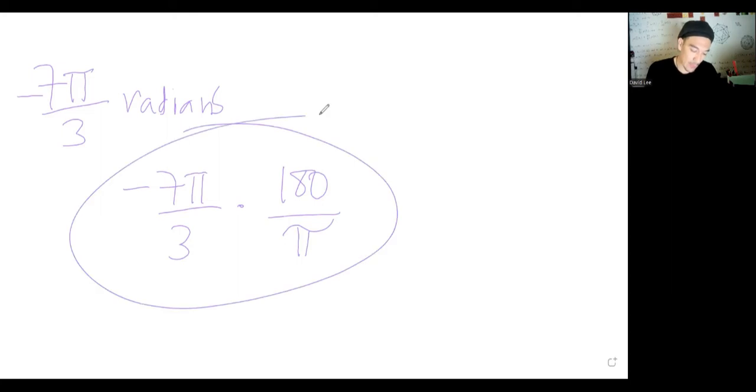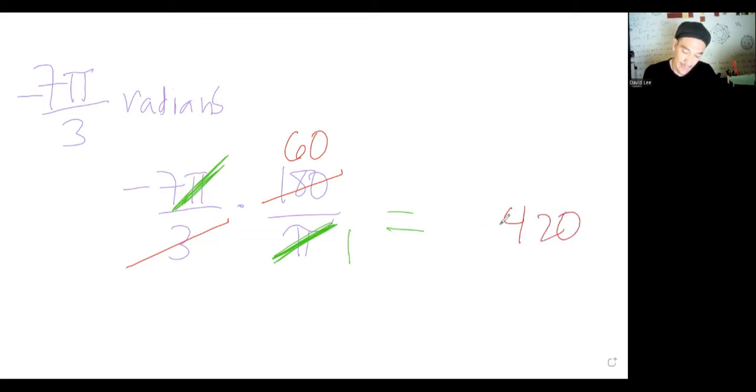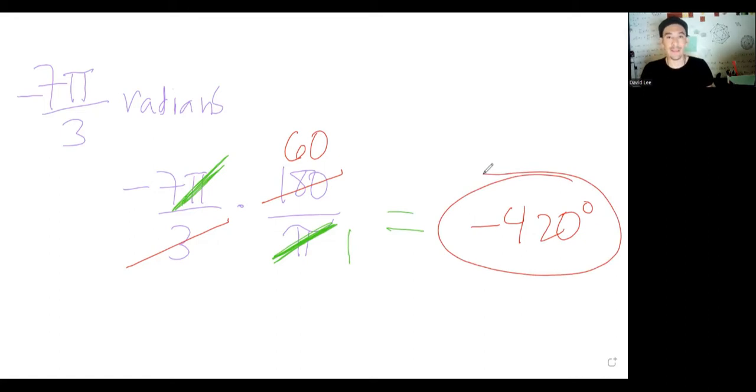So how would I do all that? Well, maybe we can see that this pi can knock out with this pi, so there's just a 1 left in the bottom. And then I would reach for my calculator. Just type in -7 times 180/3 times 1. And let's see, if we try to do this by hand, the 3 would turn the 180 into 60. And then 60 times 7 would be 420, but with a negative, and attach the degree symbol. So that's how you go from radians back into degrees.